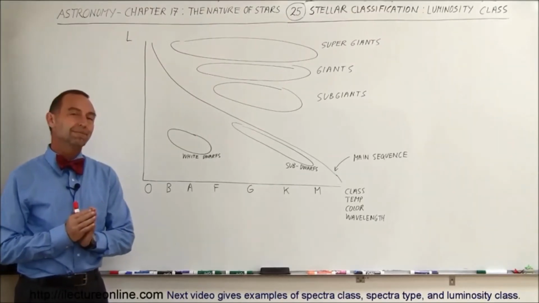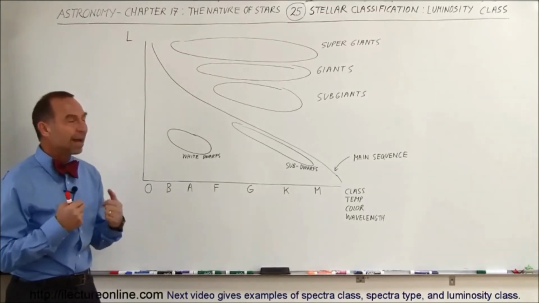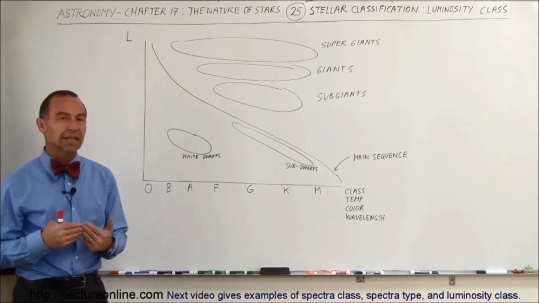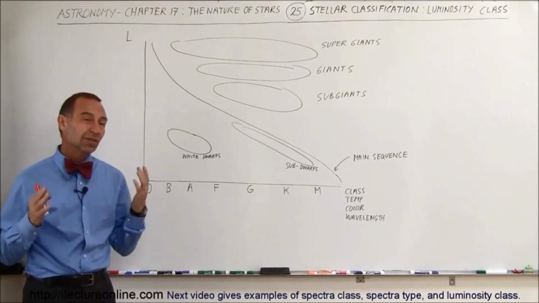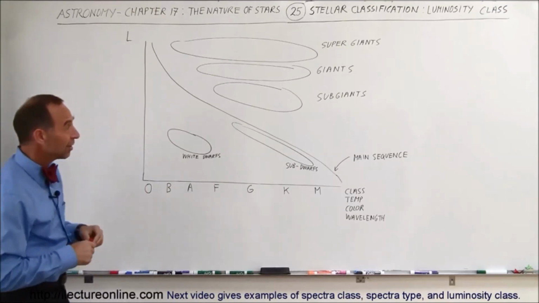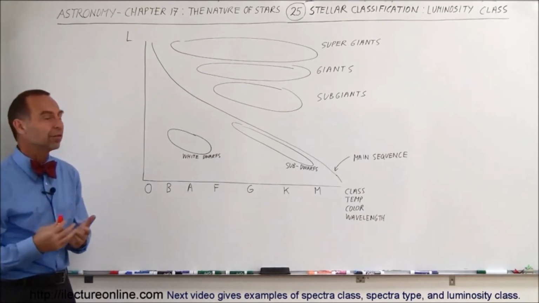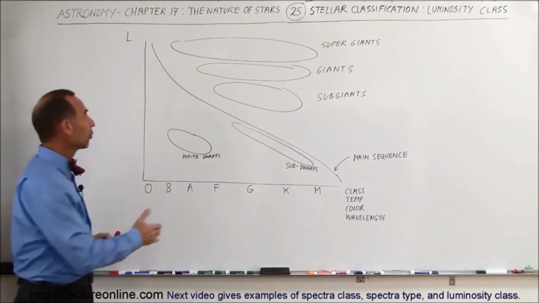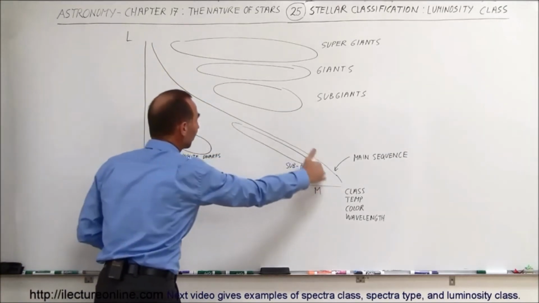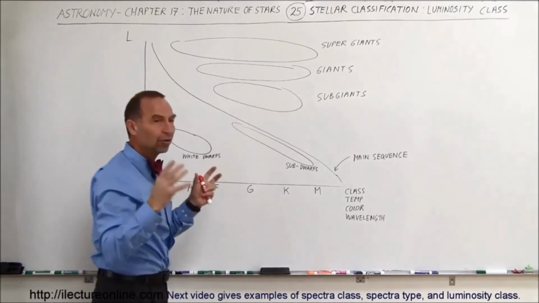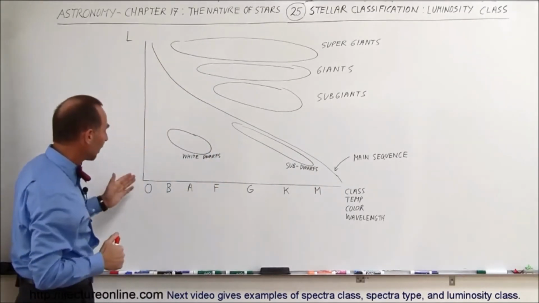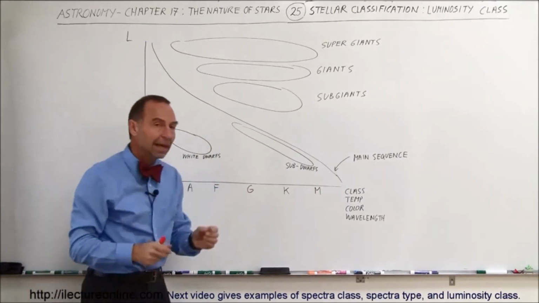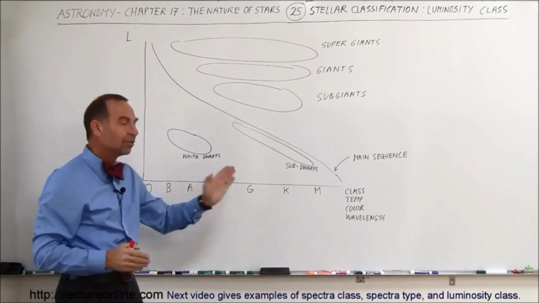Welcome to Lecture Online. Now we're going to talk about another type of classification called luminosity class. It was recognized initially when the HR diagram was devised and they started using it, how useful it was in determining the type of star we were looking at, because the vast majority of the stars were on the main sequence, and so they fell into a very nice categorization where we have the spectral class O, B, A, F, G, K, M, and the spectral type, the subdivisions of these classes.